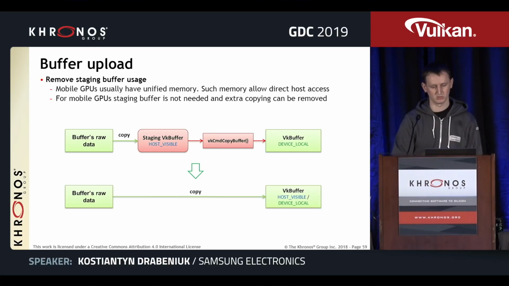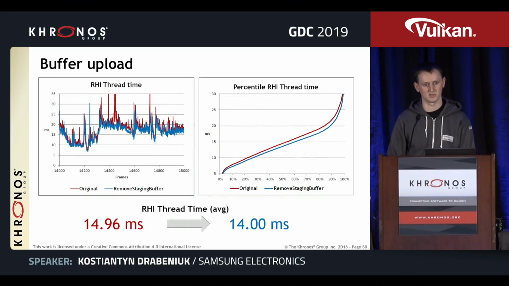But mobile GPUs usually have unified memory, and it means that we have direct host access to such memory, and the extra copy to the staging buffer can be removed. So after this optimization, we got less RHI thread load.